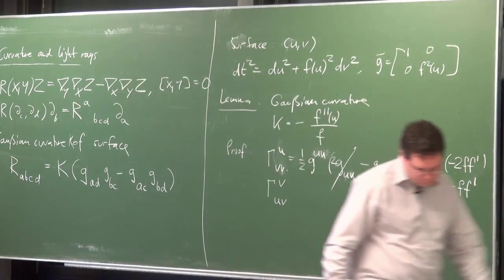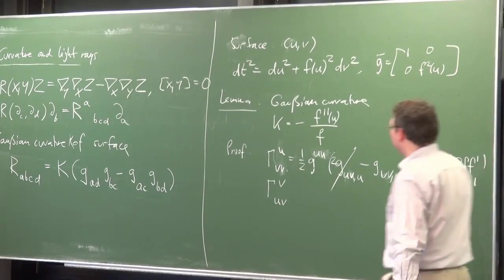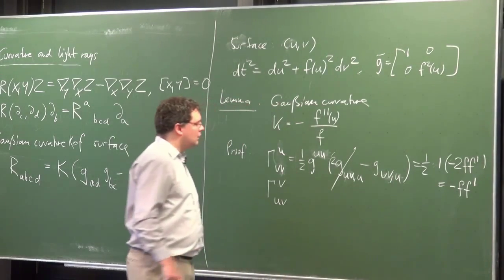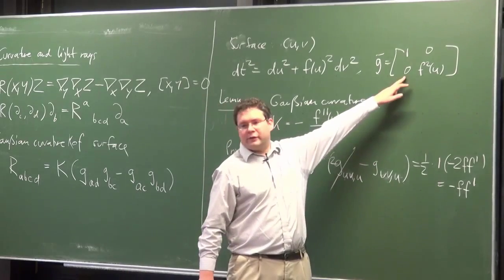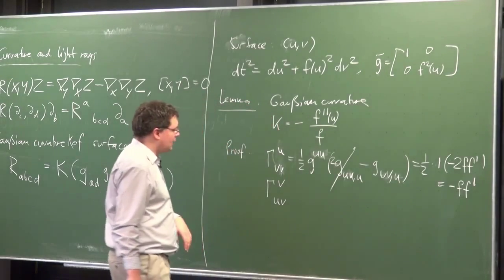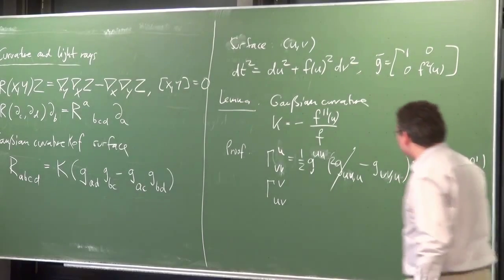Is this right? Everybody agrees? Why did this term disappear? Sorry, why did this first term in brackets disappear? Well, because it's an off-diagonal term, right? With a diagonal metric. And the other non-vanishing connection component is actually this.